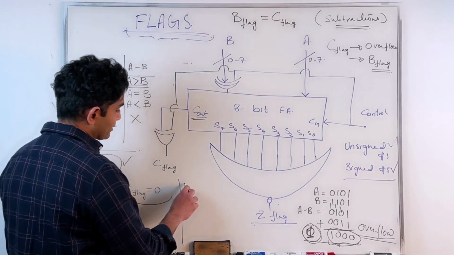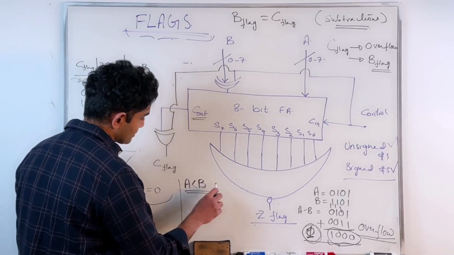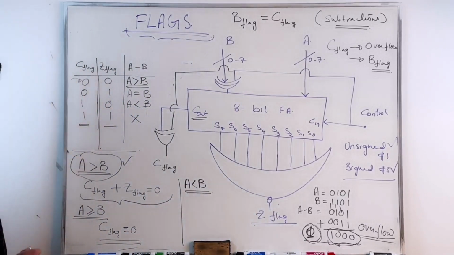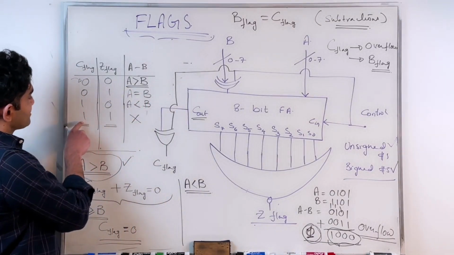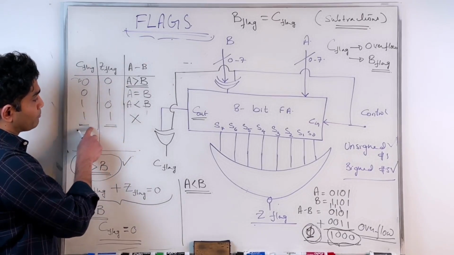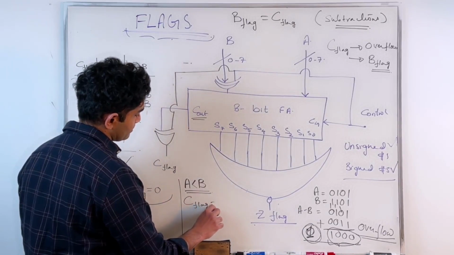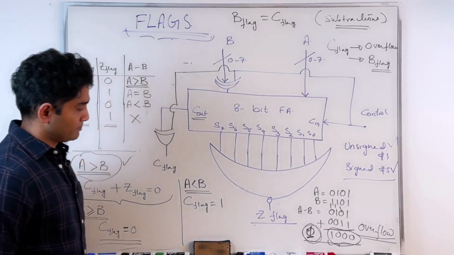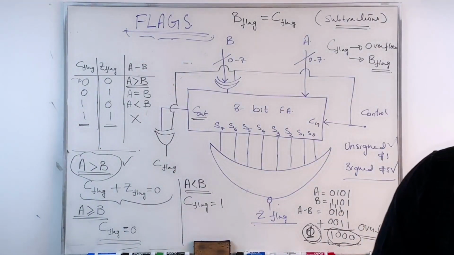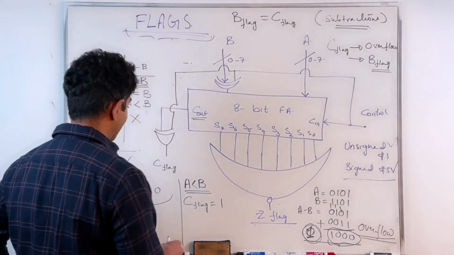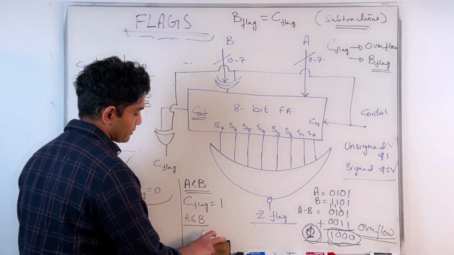What about A less than B? A strictly less than B. For A strictly less than B, I can simply, from here, since my C flag and Z flag cannot both be 1s at the same time, have this condition: C flag should be a 1. Right? Because if C flag is 1, then Z flag cannot be a 1. And finally, for A less than or equal to B, what should I be checking for A less than or equal to B?